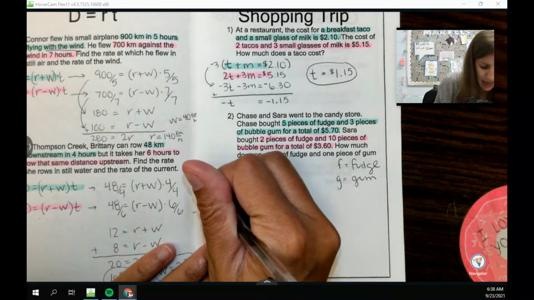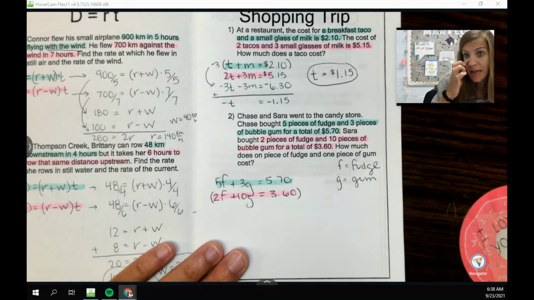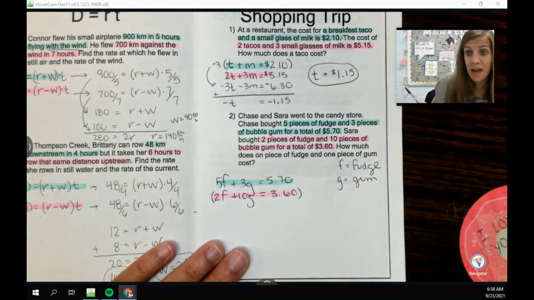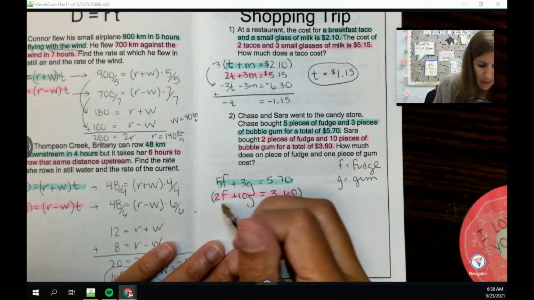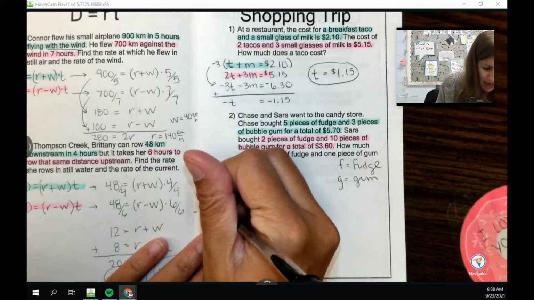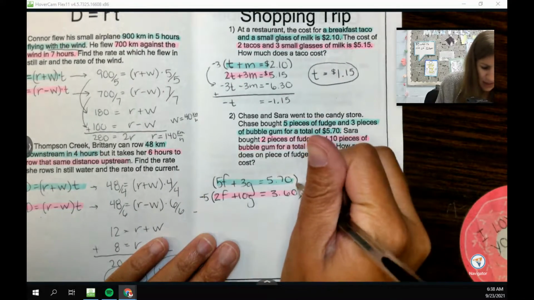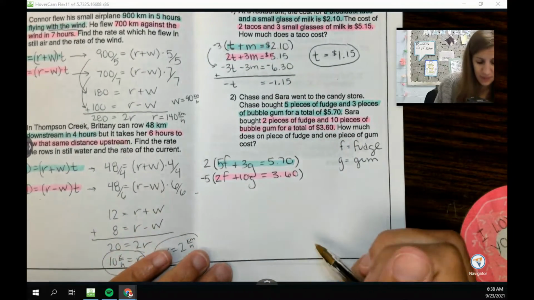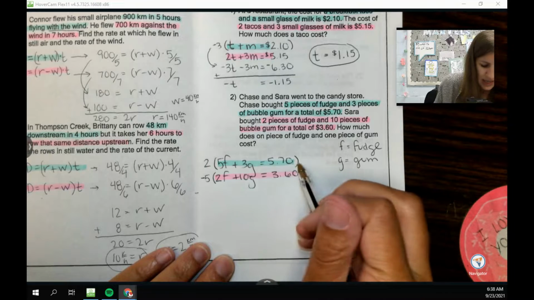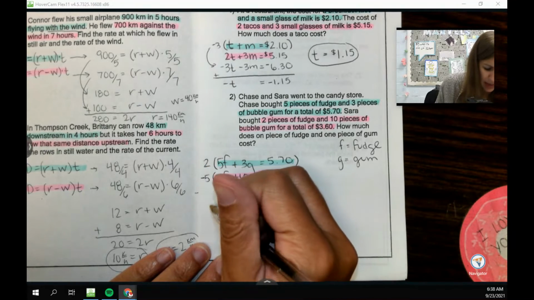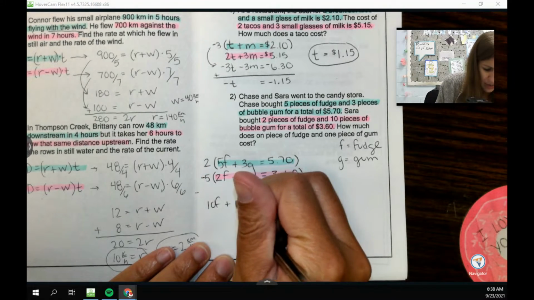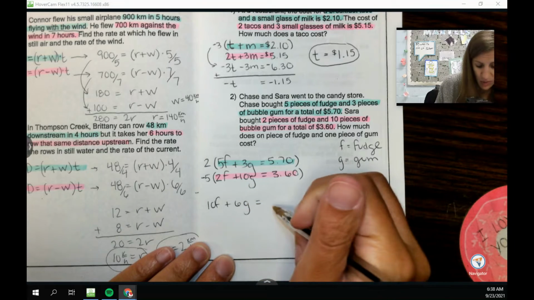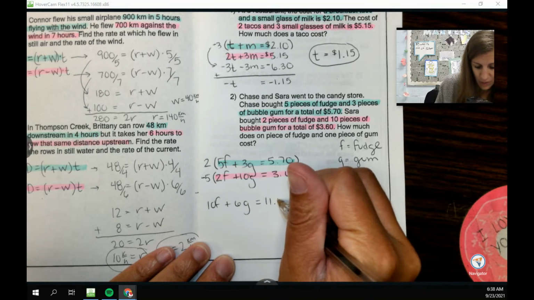I think I'm going to eliminate just because then I get to multiply by things, and so I won't get uneven amounts. So I'm going to multiply the bottom by a -5 and the top by a 2, because then I'll have a 10 and a -10 right here. So if I take this top equation and double it, we'll have 10f plus 6g equals 1140.